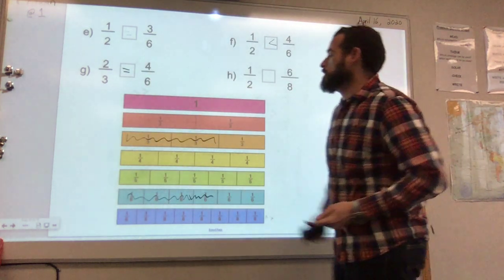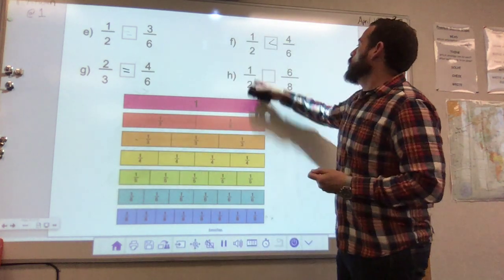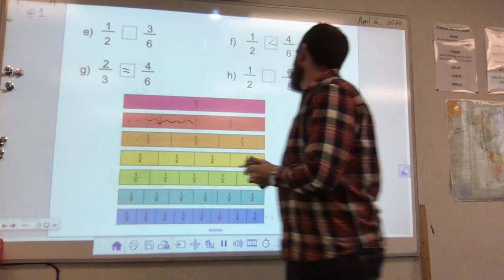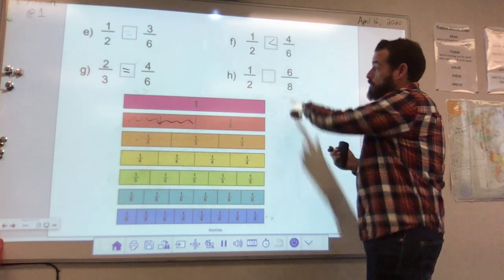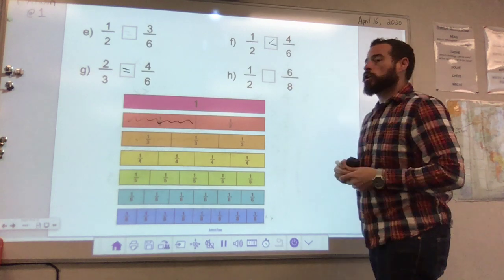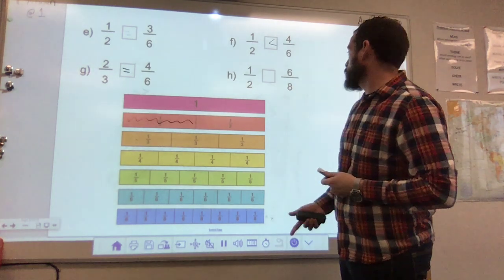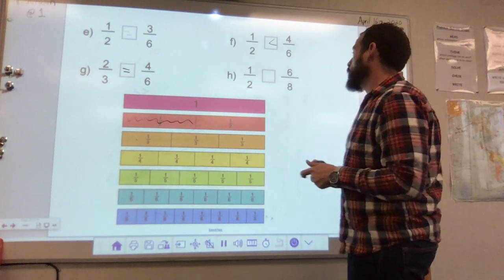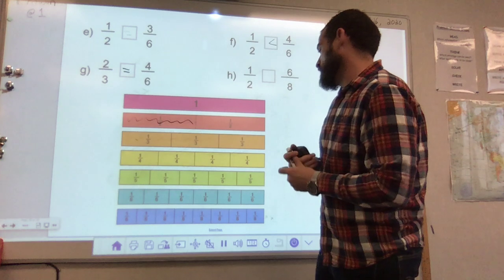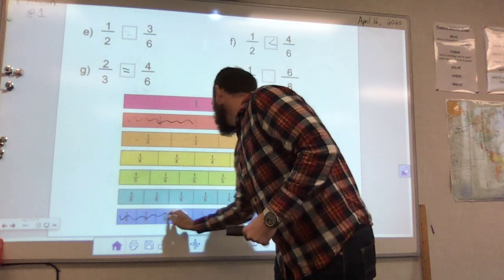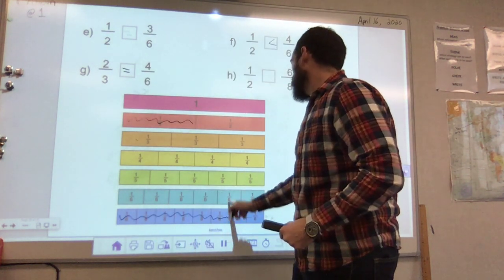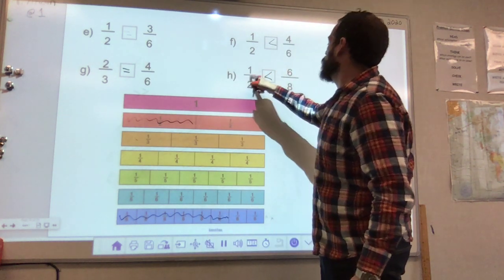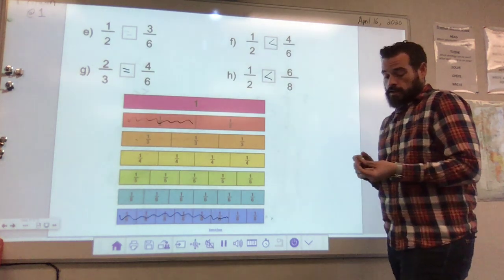And finally, letter H, 1/2. There's my halves. We'll color in 1. We'll find our eighths because we have 6/8 here. Remember, look at the denominator to know which fraction strip you need to use. There's my eighths divided into 8 equal parts. 6 of them are shaded in. I know that from my numerator, so I'll color that all in. And I go up, I see 6/8 is greater than 1/2, or as it's written here, 1/2 is less than 6/8.